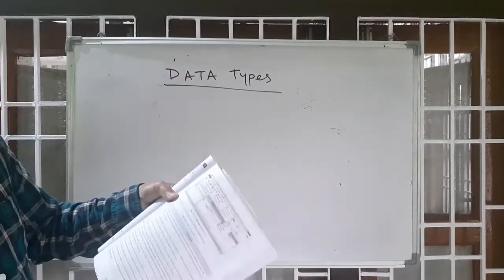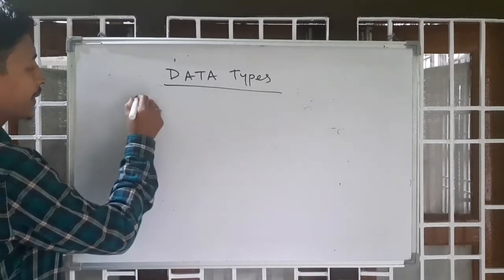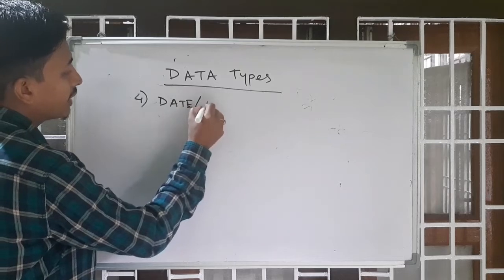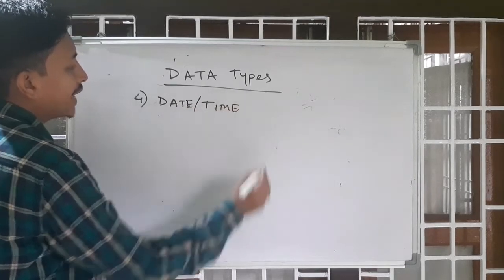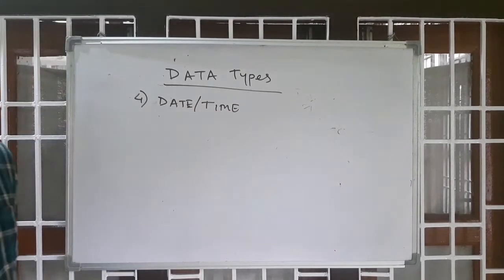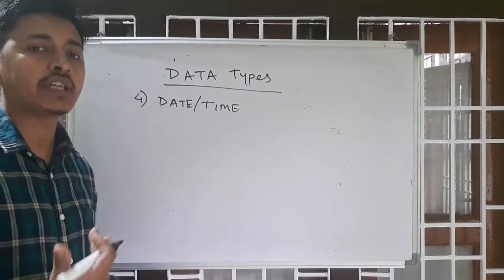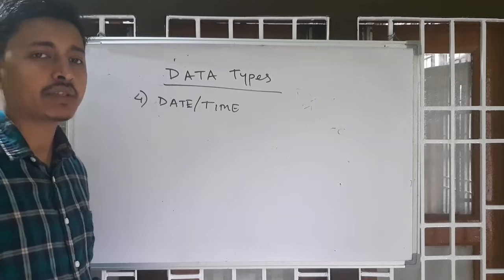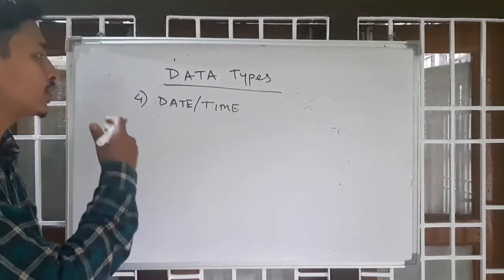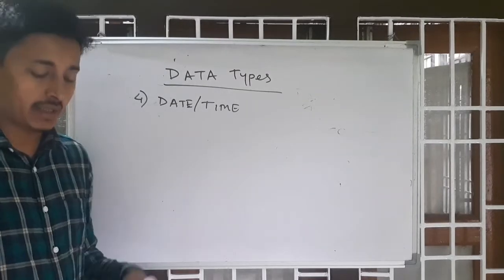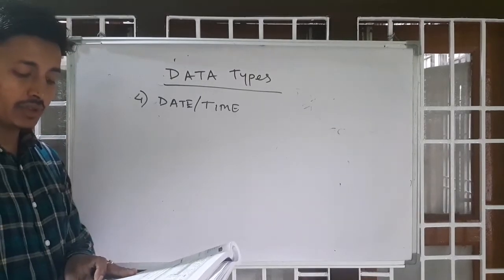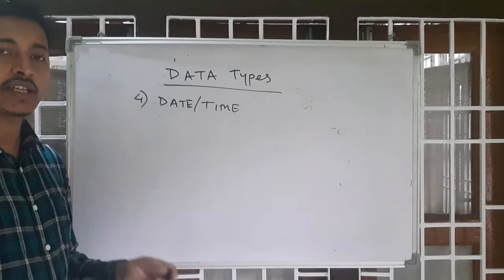Number 4 data type is date/time. Date/time means what? For example, you want to add your date of birth, or any date or time. So in that case, you have to use date time data type. In the book, you can see here, it stores date and time values. You can display date and times in various formats.